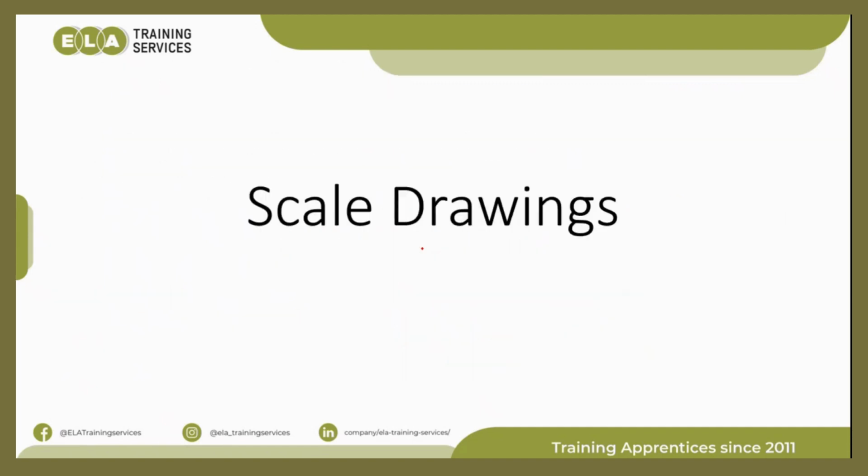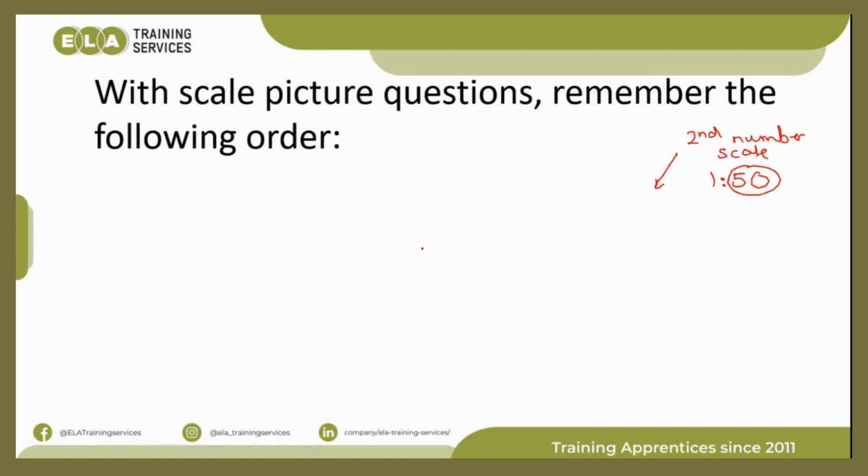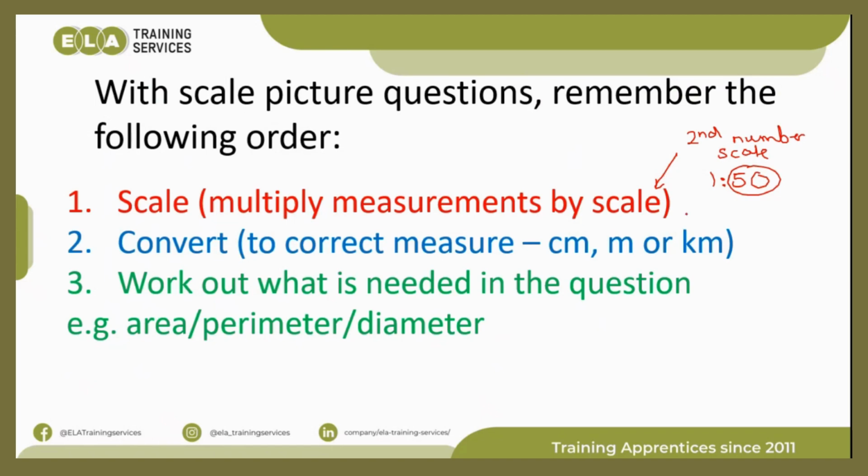Our next topic with scale is scale drawings. So this is where we're given a drawing and we're asked to convert that back to real life measurements based on an image or a sketch. So with scale picture questions, it's really important to remember, multiply your measurements by the scale. And what this means is the second number on your scale, so for example 1 to 50, 1 to 400, 1 to 200, you're always going to multiply by that second number. Your second step is you're going to convert it to the correct measurement, and then third step, work out what's needed in the question. So often it's like area, perimeter, diameter. So let's see how these work.